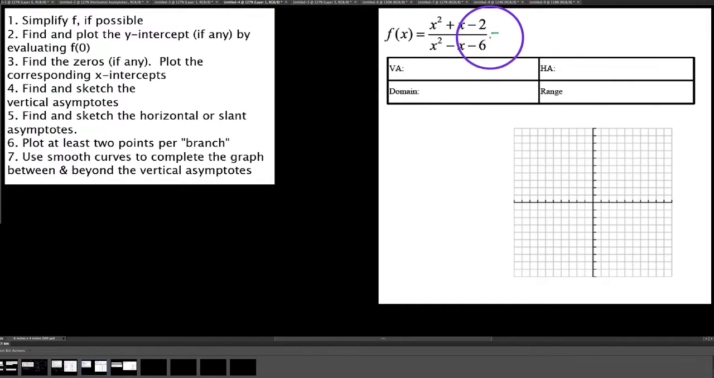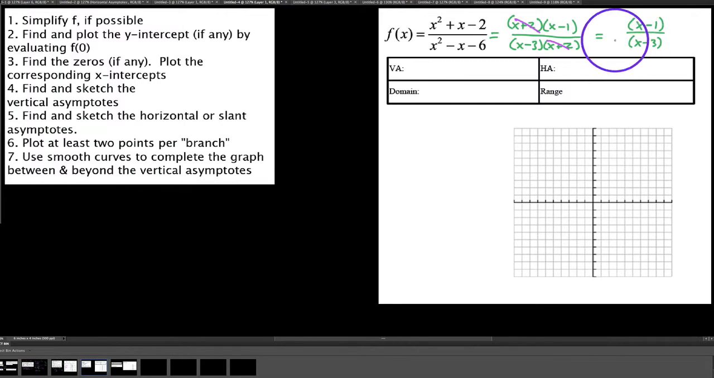So let's start by simplifying this expression if at all possible. I certainly did give us an expression that can be factored on top and bottom. So we have x plus 2, x minus 1 on top. On the bottom here it looks like x minus 3, x plus 2. So in the first case here, we want to make sure that we cancel out any common factors. We say that our rational function is really x minus 1 over x minus 3.